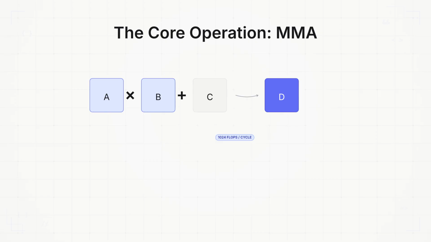By baking the ability to multiply matrices directly into the hardware logic, NVIDIA has created a shortcut for any problem that can be represented as a grid of numbers. It's the difference between painting a wall with a tiny brush versus a massive industrial roller.